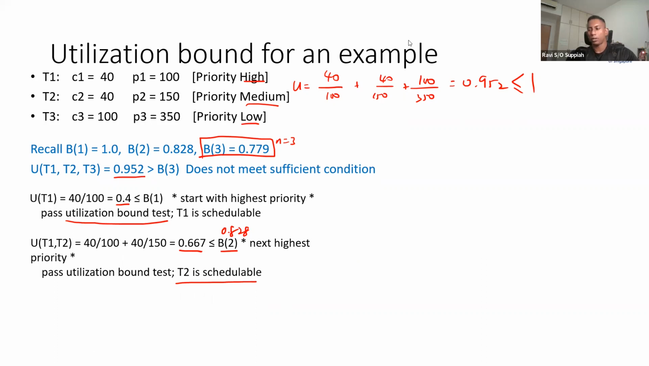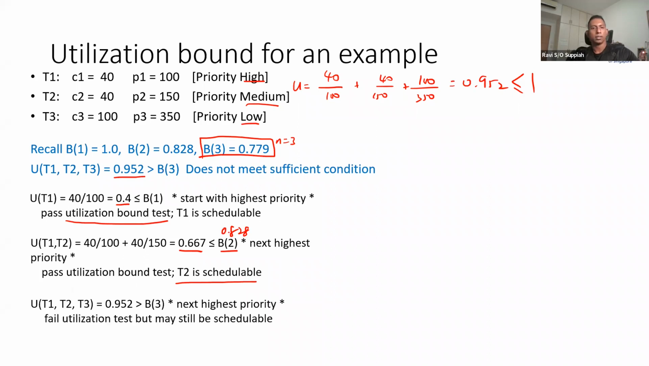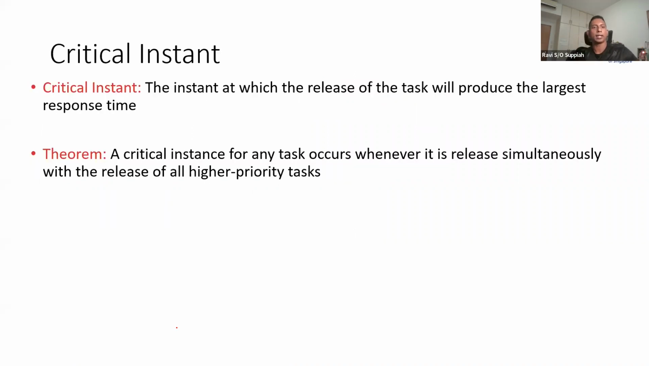B1, B2, B3 are all given from the table. Then the next is when I include task 3. When I include task 3, I know the utilization is bigger than the bound, so the utilization test fails. But again, just because the utilization bound test fails, we can only say that it still may or may not be schedulable. It still may be schedulable. We do not know yet. So how can we analyze this?